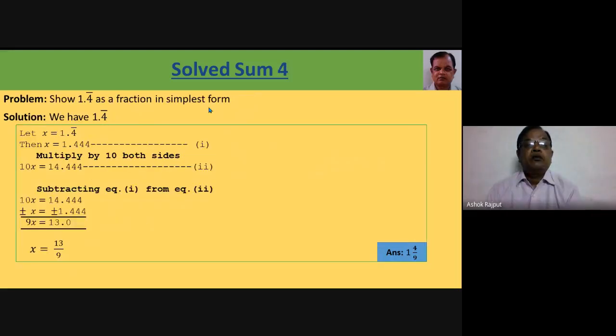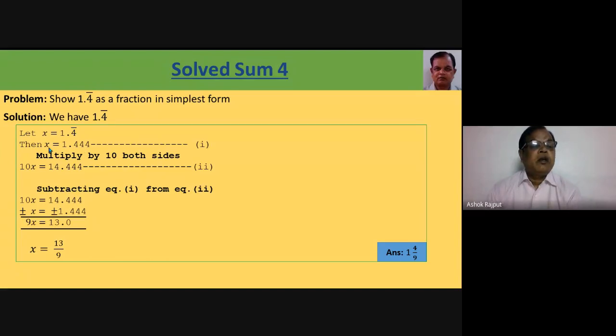Okay, then we go to the next sum, number 4. Express 1.4 bar as a fraction in simplest form. Now we have 1.4 bar. So let x equal to 1.4 bar. Then bar means it is repeating. So bar means it is repeating, so we can write it up to infinite.